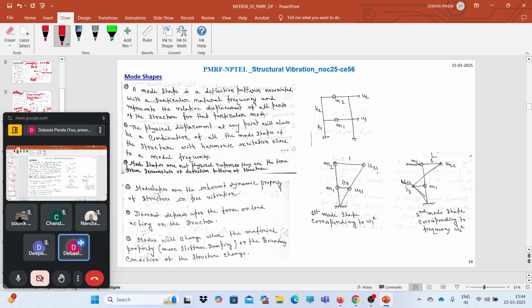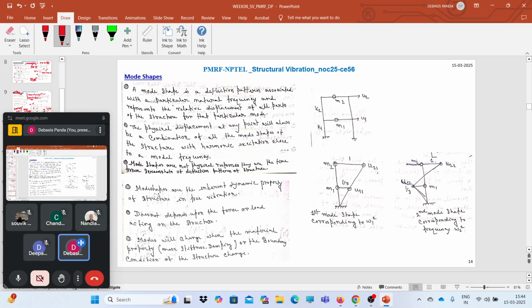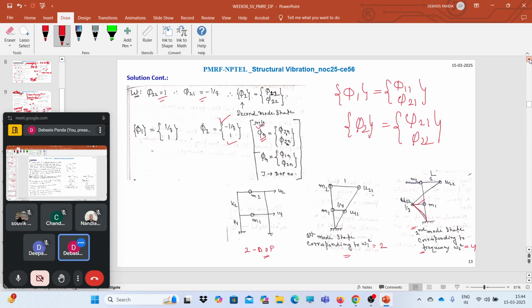Okay, so what is the mode shape? The first question. A mode shape is actually a deflection pattern associated with a particular natural frequency. Obviously you have seen the deflection pattern of this 2-DOF system will look like this, corresponding to omega 1 square equal to 2. The deflection pattern of a similar system, corresponding to omega 2 square equal to 4, will look like this.